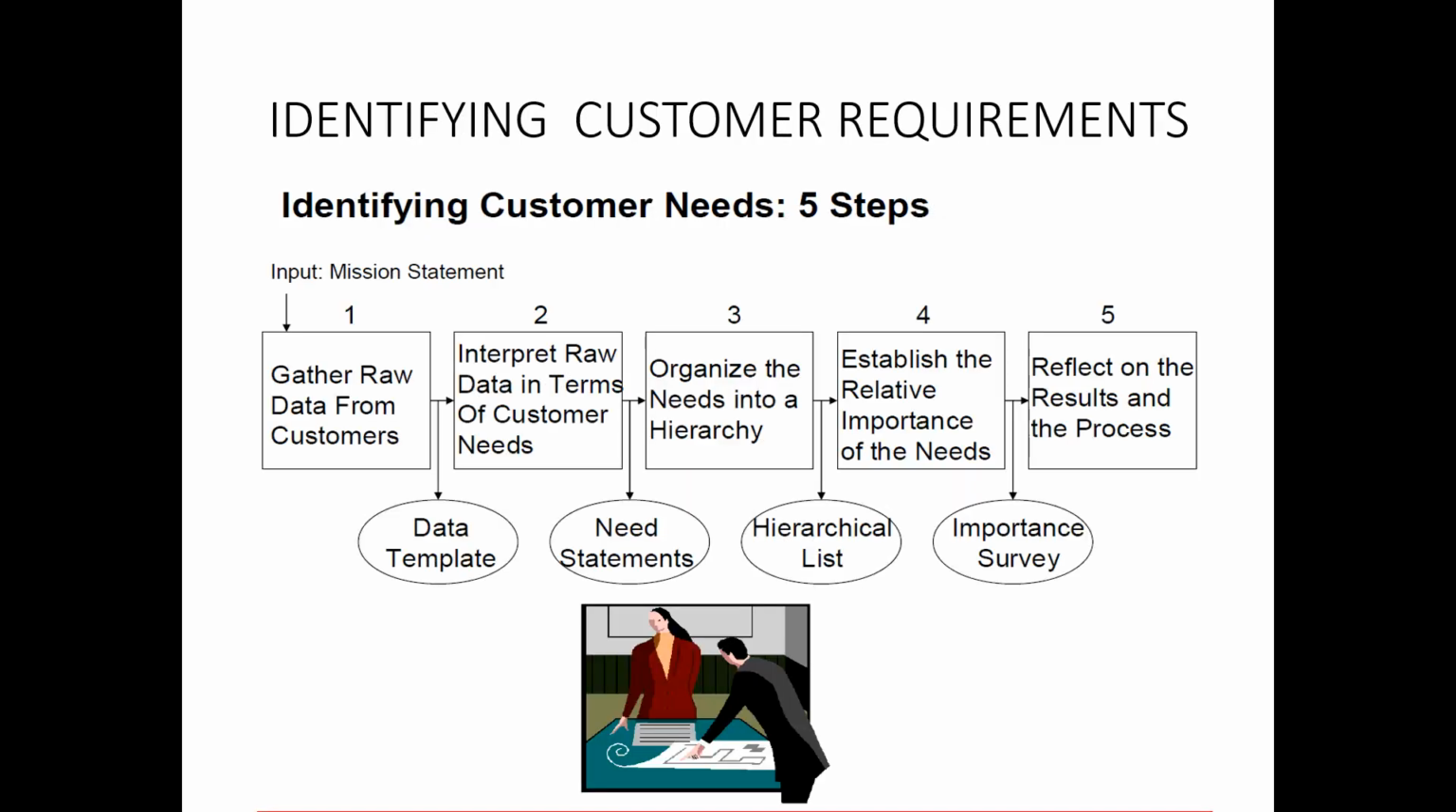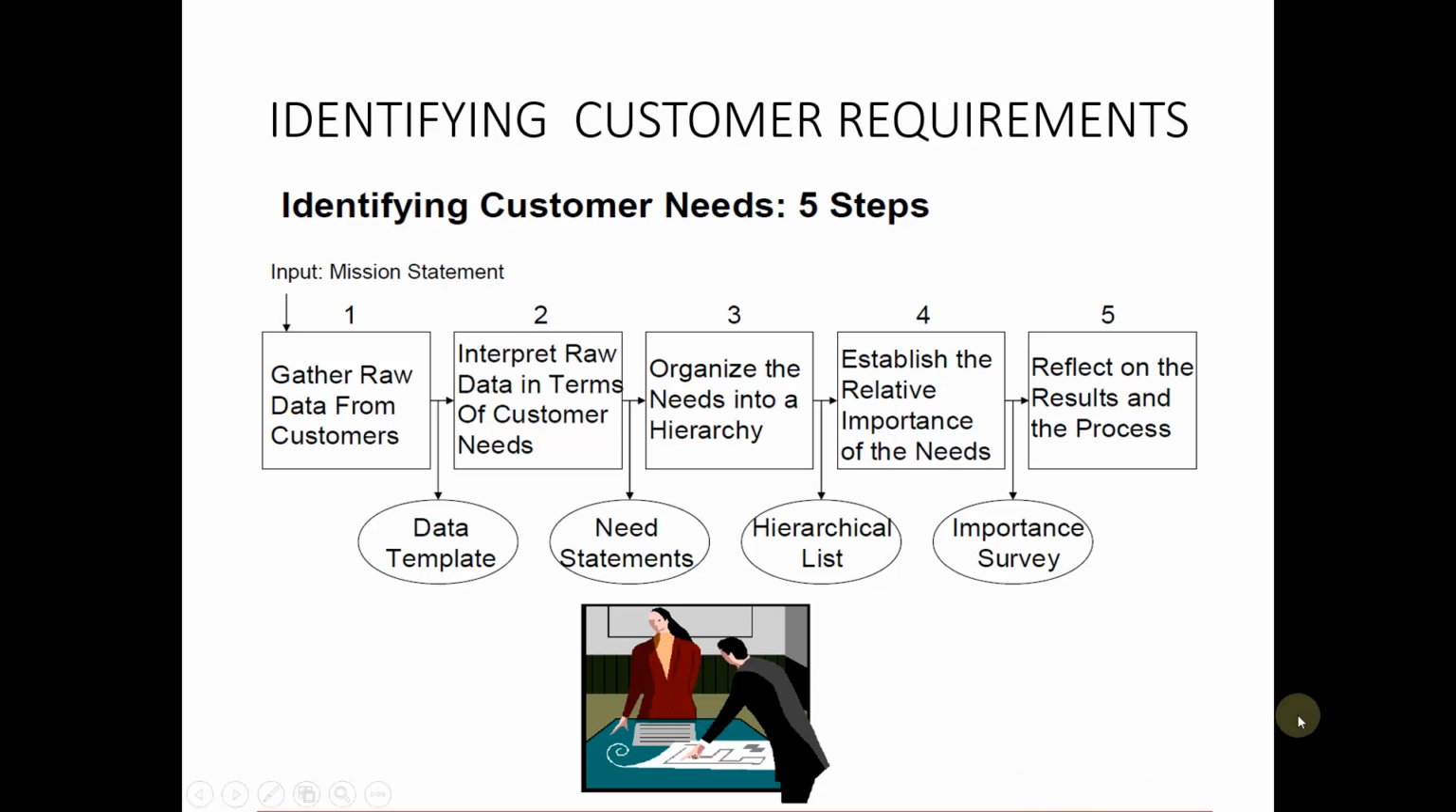So identifying the customer requirements is actually a 5-step process. The steps are being shown here. The first step comprises of gathering the raw data from customers. Then after that, the second step is interpreting the raw data in terms of customer needs. Third step is organizing the needs into a hierarchy. Fourth is establishing the relative importance of the needs. And finally, reflect on the results and the process. So you will see each of these stages or steps in detail.